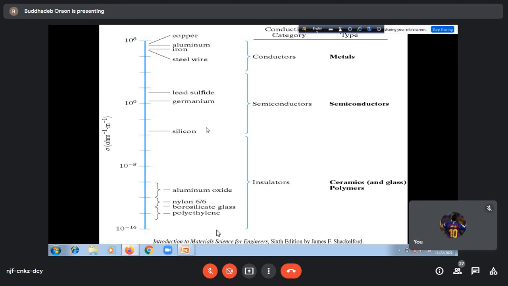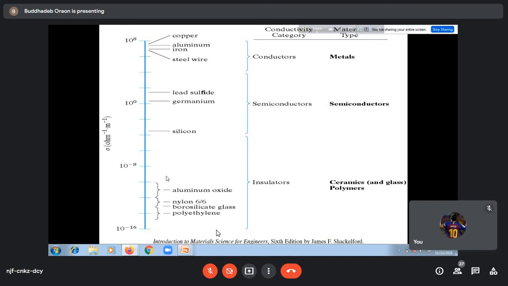Now here is the slide which gives you some idea about the conductivity and the different classification of materials. You should have some basic idea, like conductivity sigma on the y-axis, and different materials have been shown. On the higher side, the materials which have the highest conductivity are copper, aluminium, iron, steel, silver, and all that. So these are some of the common materials with highest conductivities. These are actually called the conductors, and normally these are metals.